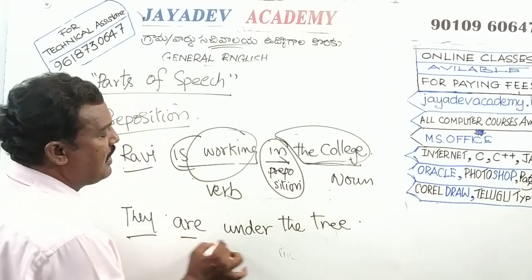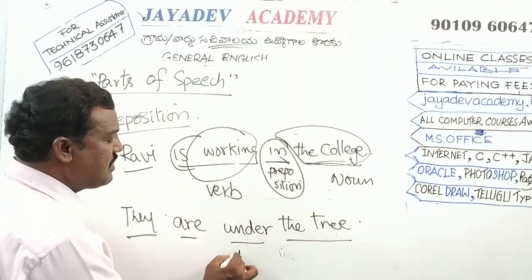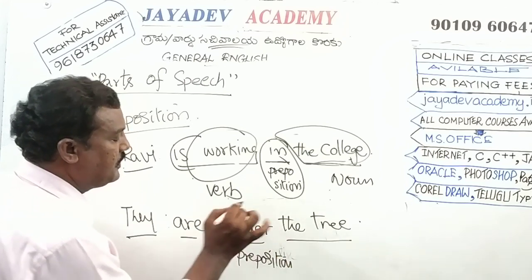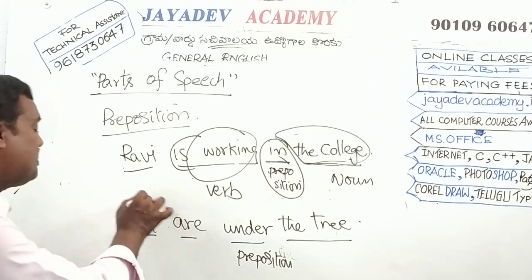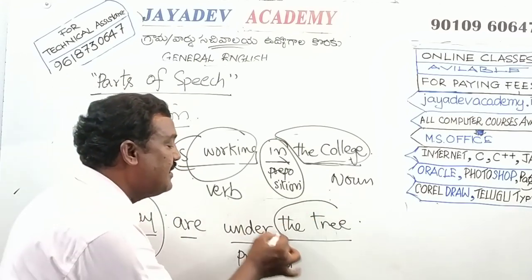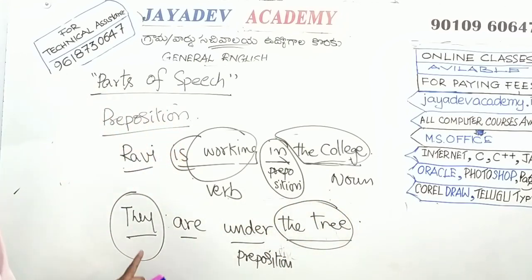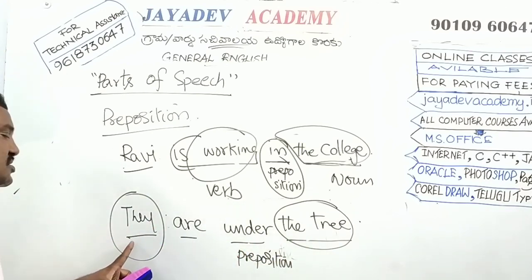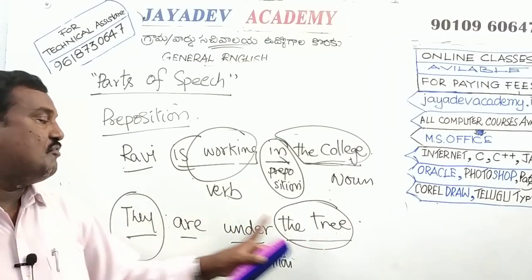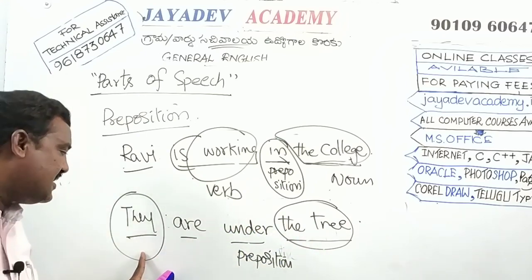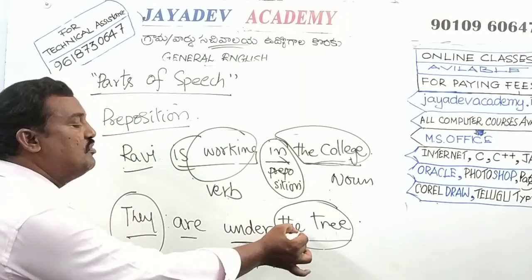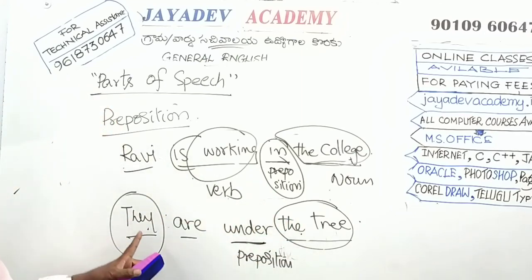They are under the tree. Under is a preposition which shows the relation between they and the tree. Where are they? They are under the tree. Under is a preposition which shows the relation they under the tree. Where are they? They are under the tree. So preposition is a very, very important word which shows the relation between two words in the sentence.